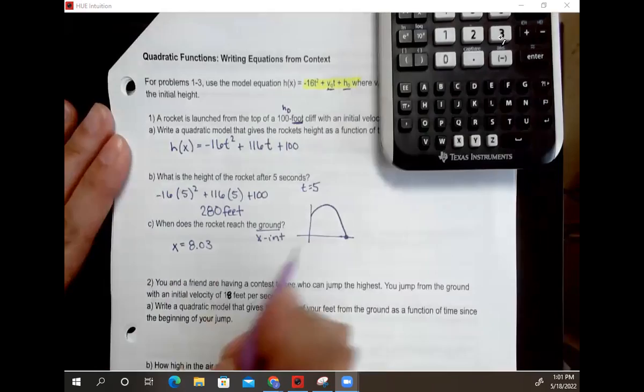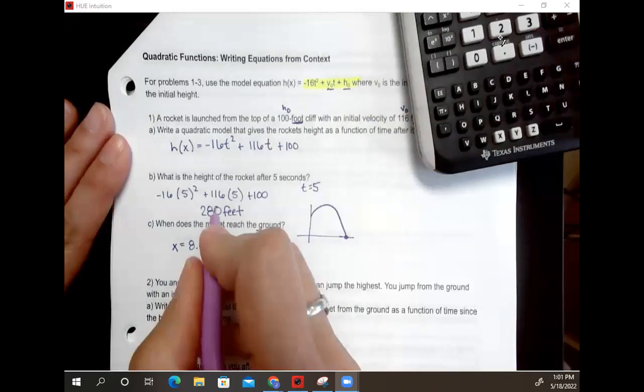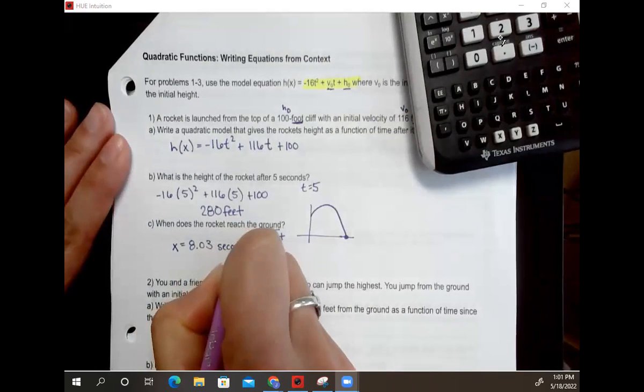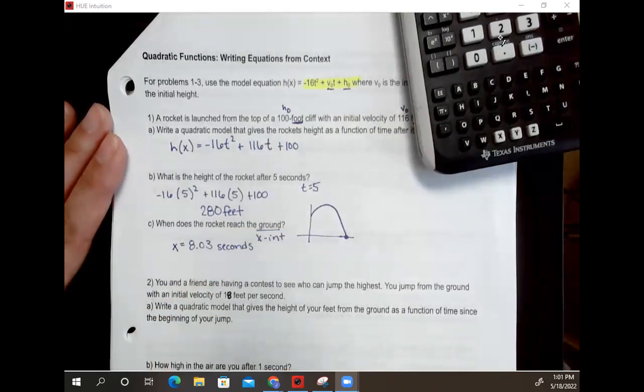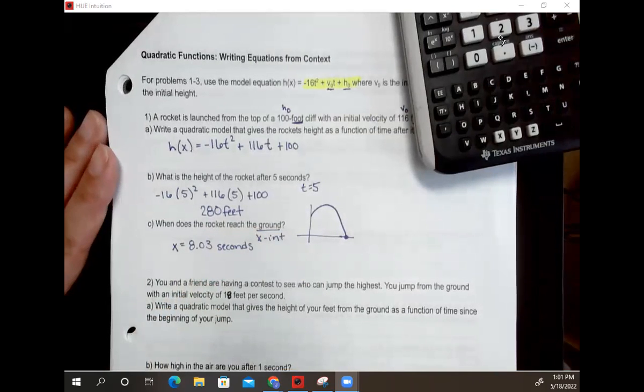And this would be in seconds. So the rocket reaches the ground after about 8 seconds.